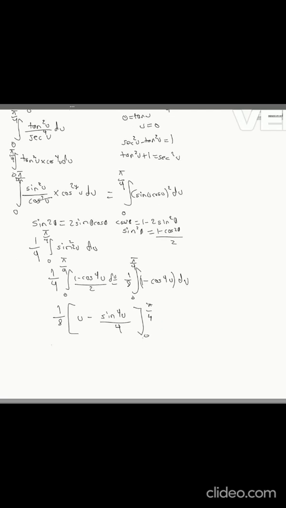And now when we look to solve this, we're going to get 1 by 8, we get pi by 4, sine 4 into pi by 4 is sine pi, and sine pi is 0, so we get a 0 over there, minus 0, and then sine 0 is again 0. So we get 1 by 8 into pi by 4, which equals pi by 32, and that's our final answer.